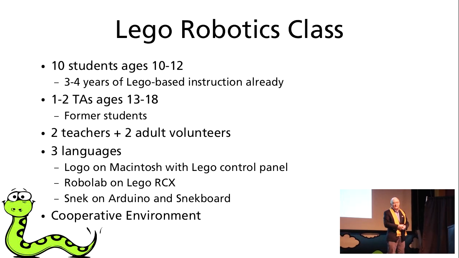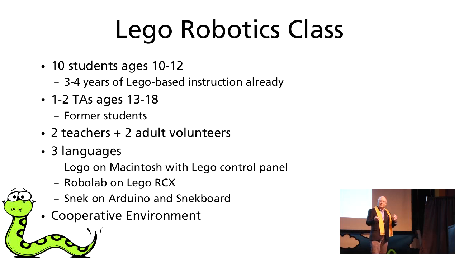For the last 15 years, I've been teaching a programming and robotics class to middle school students. Middle school students are typically from ages 10 to 12. The class is very small. There's usually 10 to 12 students and 2 teachers and several TAs. So it is a very unique environment, not easily replicatable. We have TAs, which are former students who are now 16 to 18 years old, typically.